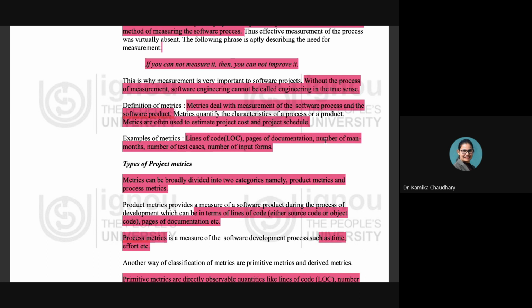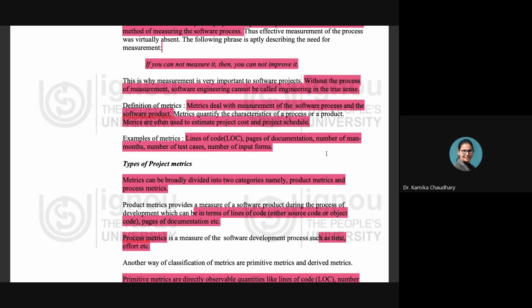Now, there are various examples of the metrics which exist for us. One is LOC, which is lines of code. It means how many lines are present in the coding of any particular software; that is being calculated and computed in lines of code. Then the second example of a metric is pages of documentation. Whenever you have done the documentation, how many pages are there?